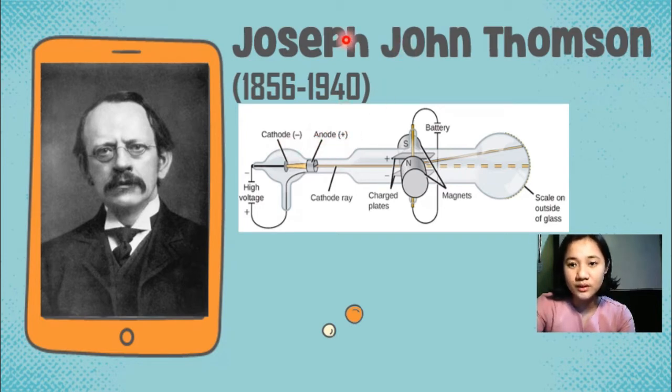Okay? So, cathode is a negatively charged electrode. Okay? That's why it has this negatively charged or negative symbol. And anode is a positively charged electrode. Okay? So, to test the properties of the particles, Thomson placed two oppositely charged plates around the cathode ray. So this one, we have here the positive plate above and the negative plate below.